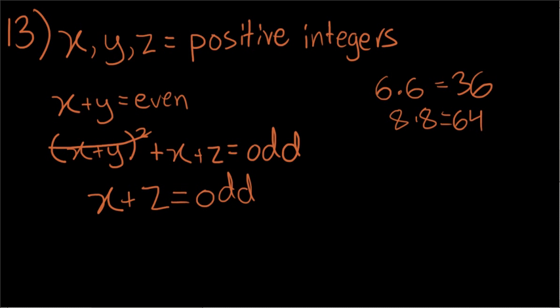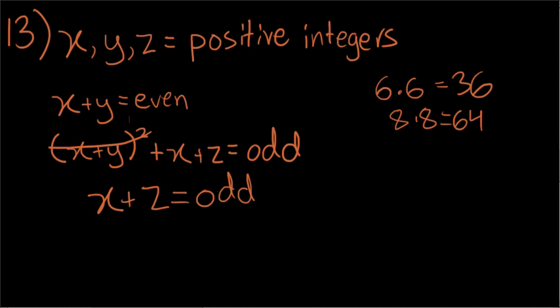Let's start from C. If z is even, then x is odd. Well, that works. If z is even and x is odd, that would give an odd result. And since there's no criteria about y, then y would also be odd, and that would be even.